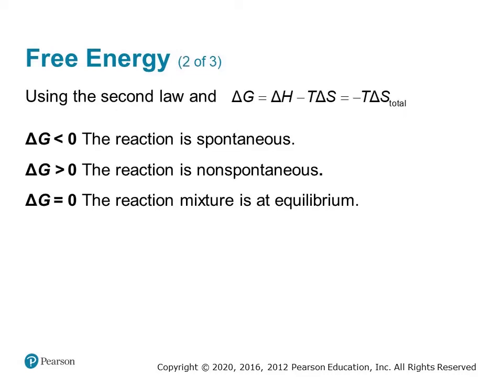This delta G is what directly determines whether something is spontaneous or not. Since it's proportional to negative delta S total, and delta S total must be positive for a spontaneous reaction, we get the results here. A negative value for delta G indicates a spontaneous reaction, a positive value indicates a non-spontaneous reaction, and a value of 0 indicates a reaction mixture that's already at equilibrium.